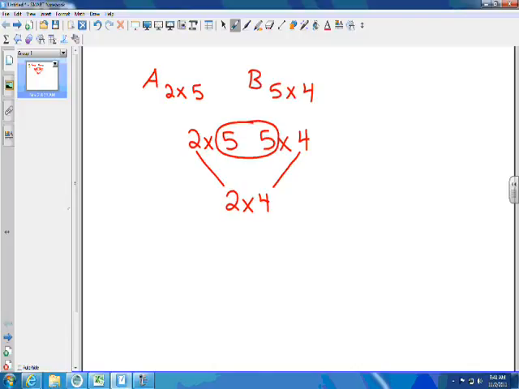Okay? So that's how you do all those problems. Some problems will just want you to do that part. Just tell me what the dimensions would be if you did multiply. So again, the middle two numbers have to be the same, and if they are, then the outside two numbers are what your answer should be.